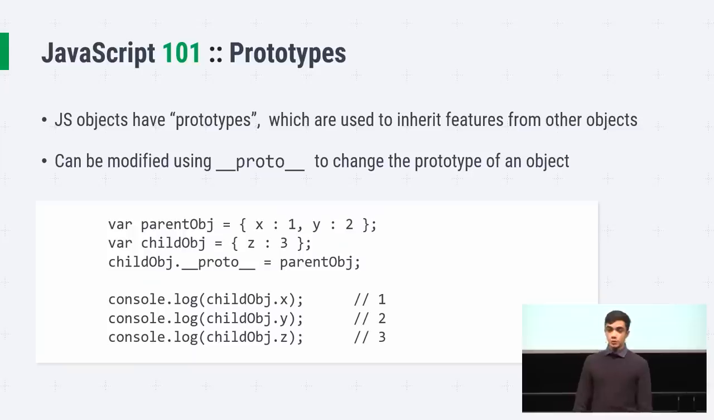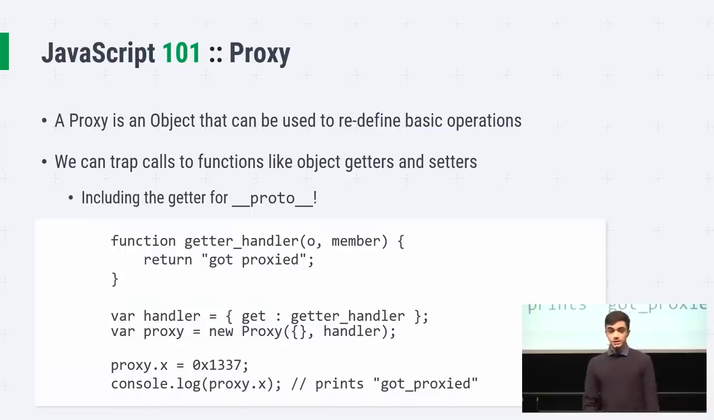JavaScript has prototypes. Prototypes are essentially a way to inherit features from other objects. For example, in our case, we have a parent object and a child object. If the prototype of the child object is the parent object, then it will inherit some features, in this case the properties X and Y. This is fairly important to us in the exploit and the vulnerability I found. And you can modify the prototype by accessing the proto property.